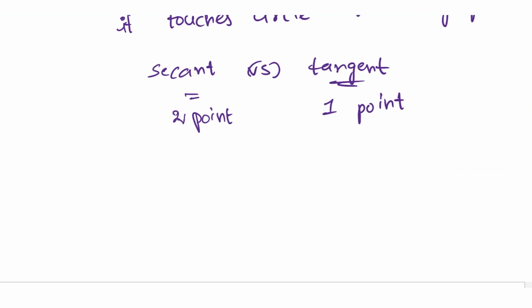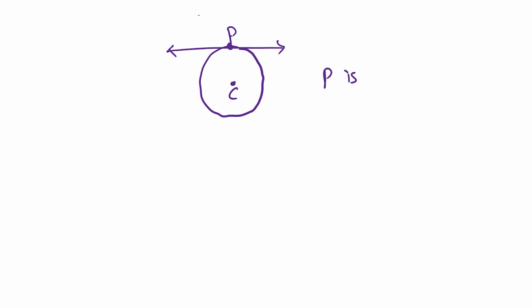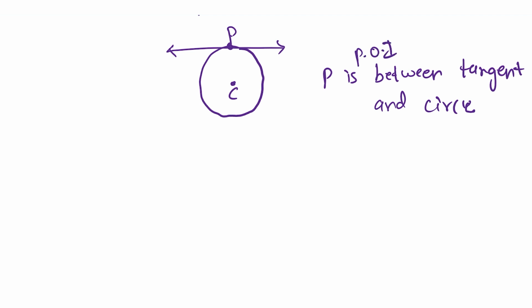And let's learn about this tangent a bit more. There are some interesting properties when it comes to a tangent. Let's say this is the tangent. Here, let's assume the center is here. Let's say this is the point of intersection between the tangent and the circle. P is the point of intersection between the tangent and the circle.